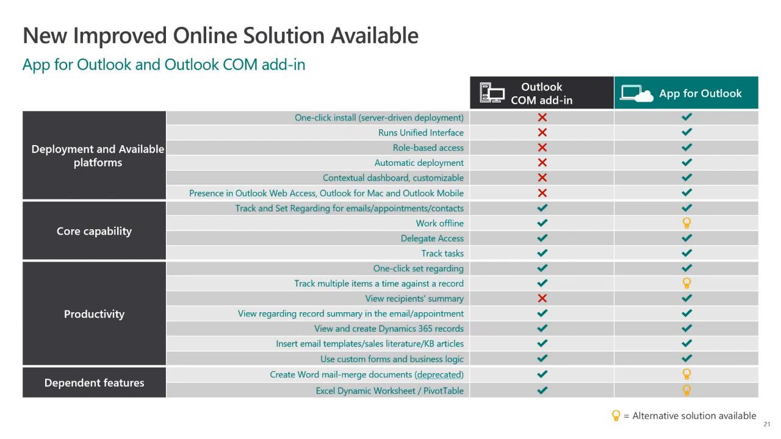It's the Word mail merge feature that was already deprecated, but that will no longer be available if you just have the app for Outlook. And same for the Excel dynamic worksheet or pivot table that were available for download from Dynamics 365. These cannot be replaced with the app for Outlook, but we'll show you alternative solutions that are also available here.